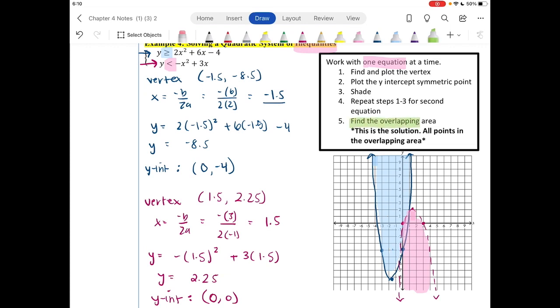Now we're going to find the overlapping area. This is the solution. All points that fall in there will satisfy both equations. So we have a pretty small solution area, but it's just right here in between the center of the graph.